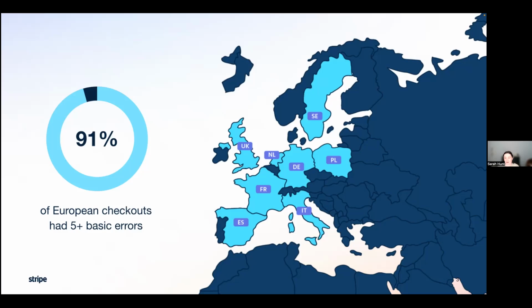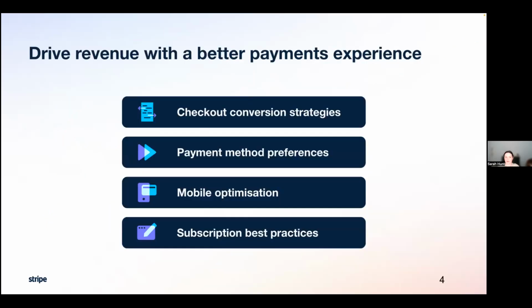They include not offering popular payment methods, not allowing customers to save their payment details for future use, and, stating the obvious, that results in money being left on the table. To categorize these, we find that they fit quite neatly into 4 common areas, and that's how I'm going to approach the discussion today. Firstly, checkout conversion strategies, then payment method preferences, mobile optimization, and subscription best practices.